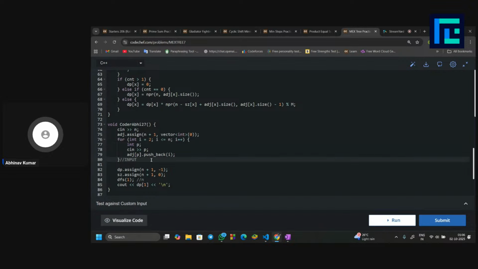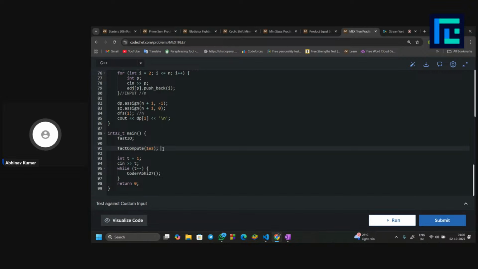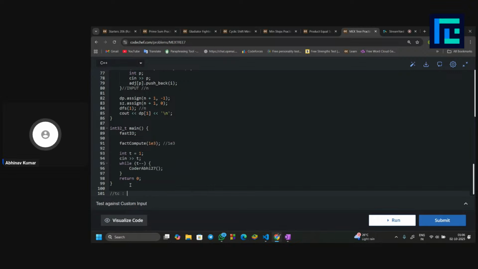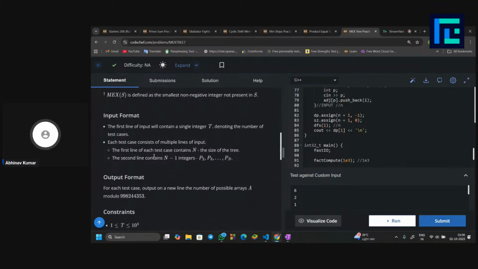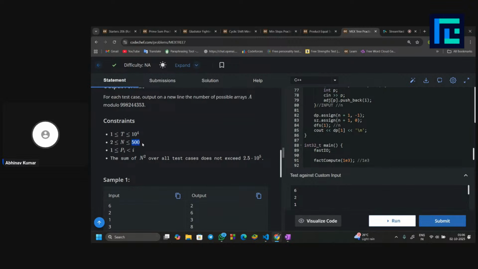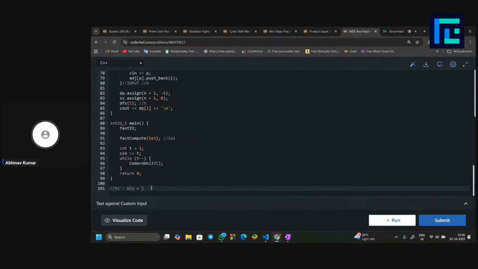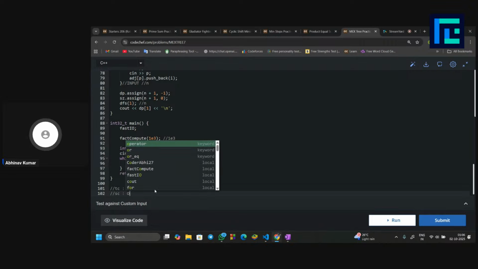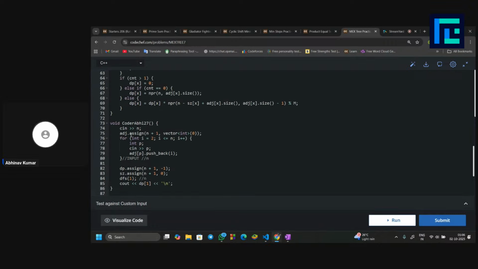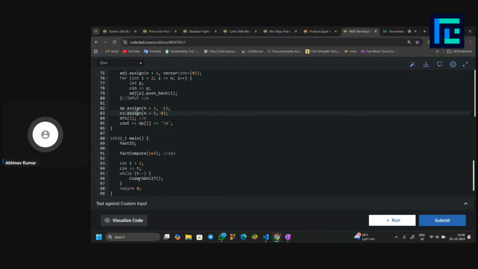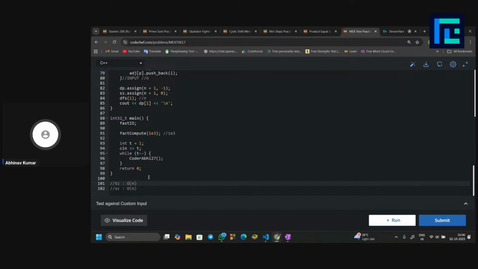The input part was taking order of n time, and the pre-computation is taking some order of 1e3 time. So we can say that overall our time complexity is order of n only plus some pre-computation, for the pre-computation till n, whatever n was. So it's n plus n only. So we can say order of n is our time complexity. And space complexity would be order of n for the adjacency list, and the dp and the size vector are all of order of n. So this is our time and space complexity.